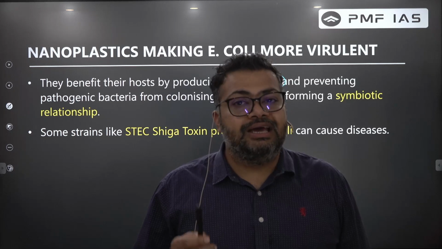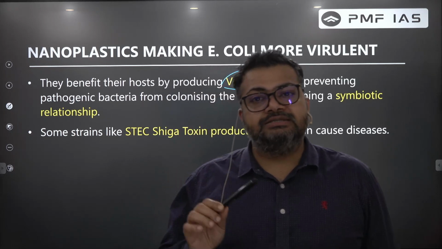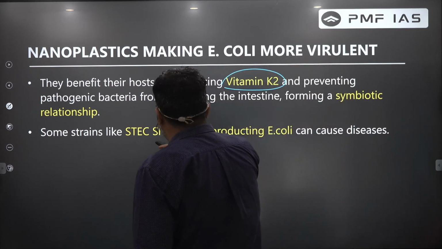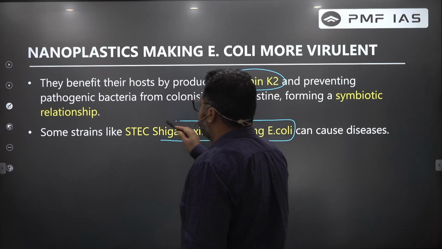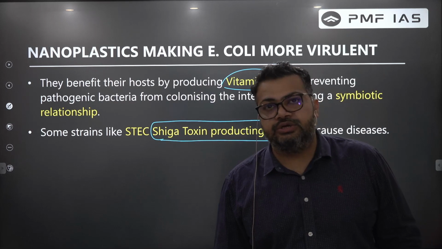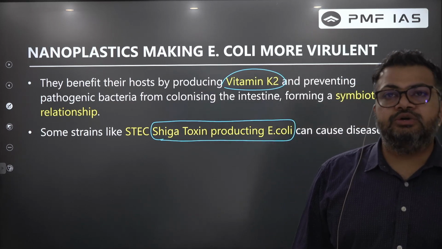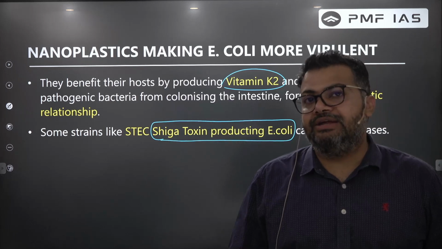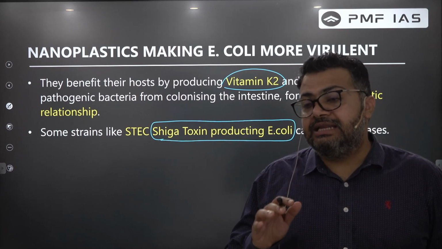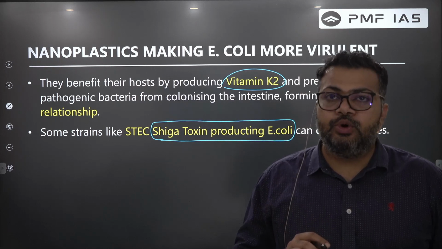But yes, if this E. coli accidentally reaches other organs, then those Shiga-like toxins that are produced by the E. coli can cause severe ailments in other organs. So E. coli is a good organism only when it is found in the intestine. But here also, if there is any nanoplastic contamination in the body, then E.